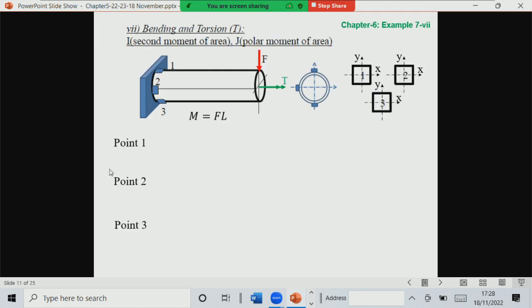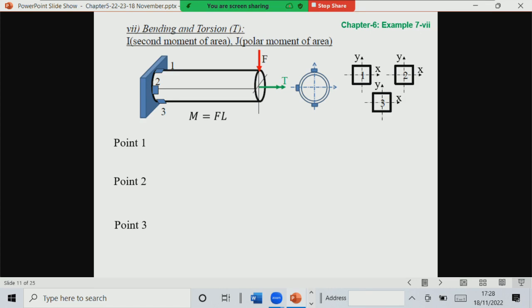Now, I have picked up this example, which is one of seven examples in Chapter 6, which I've already uploaded for you, the course content, the examples and lecture slides. This is one of the cases, question number 7 of Chapter 6, which is more or less similar to the tube you did the experiment on.